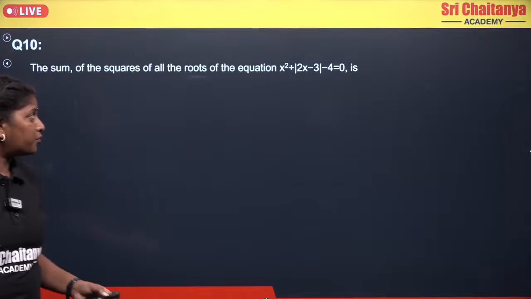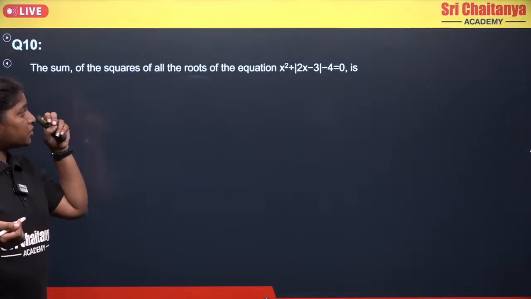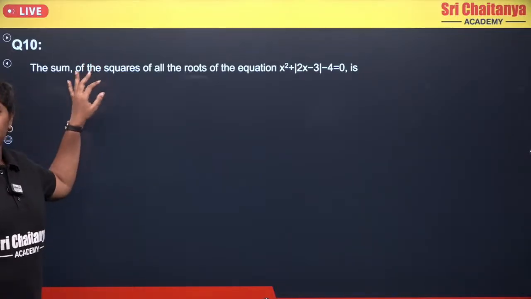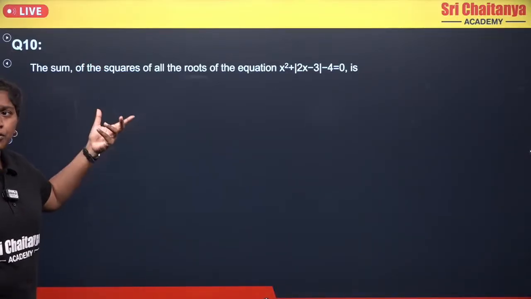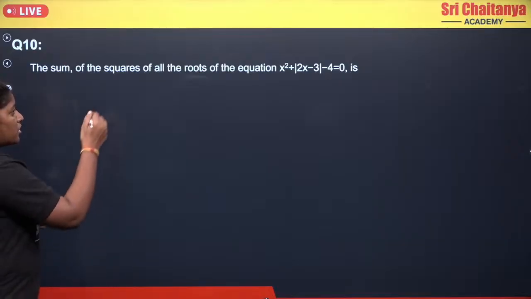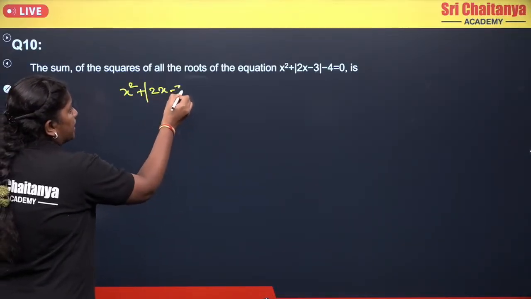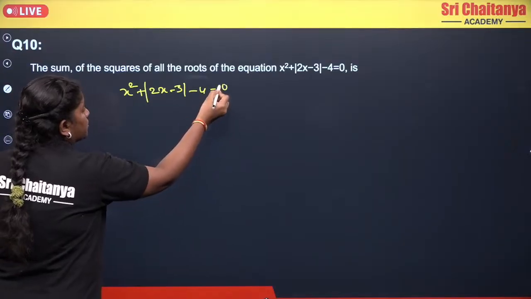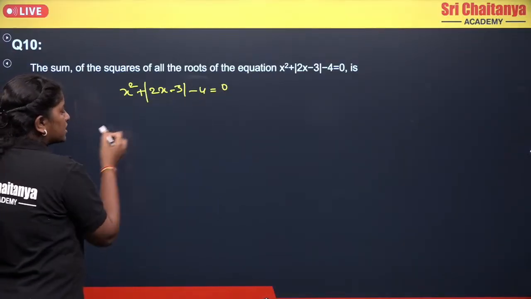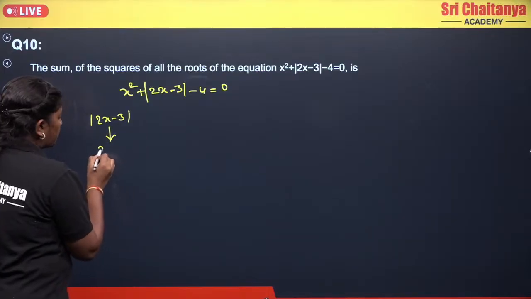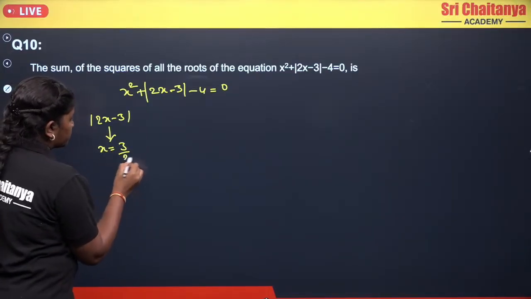Clear? Now moving to the next, the sum of squares of the roots of the equation x square plus 2x minus 3 minus 4 equals to 0 is. So here first of all we need to find the zeros, and then after we are going to find the square also. So coming to here, x square plus modulus of 2x minus 3 minus 4 equals to 0. So here if you take the modulus, we will be having modulus of 2x minus 3. So it will become 0 when x value equals to your 3 by 2.